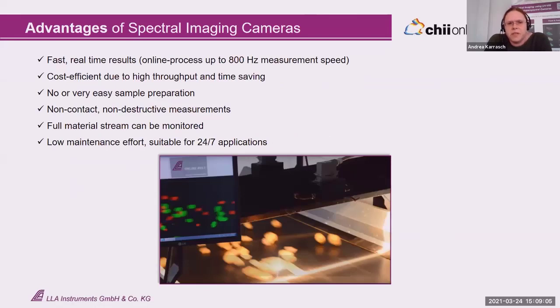If you are familiar with the classic NIR spectroscopy approach, there are some advantages of spectral imaging cameras, especially if it comes to industrial applications. You have a fast and real-time result. The measurement only takes a fraction of a second or a few milliseconds, and this enables online processes with up to 800 Hertz measurement speeds.